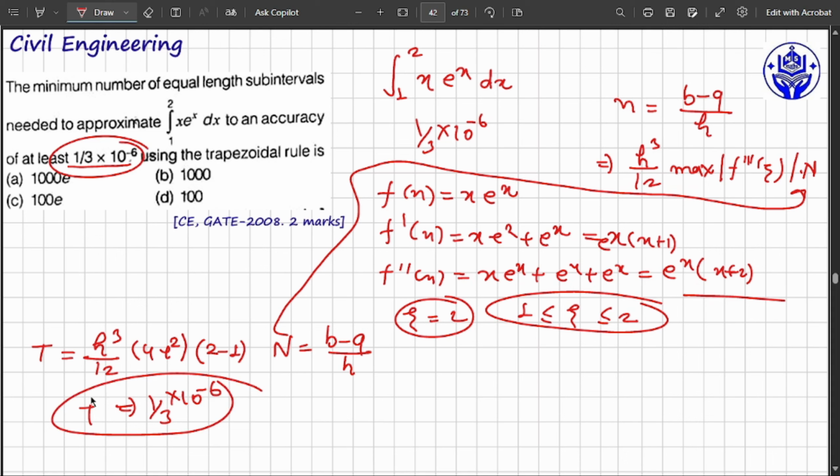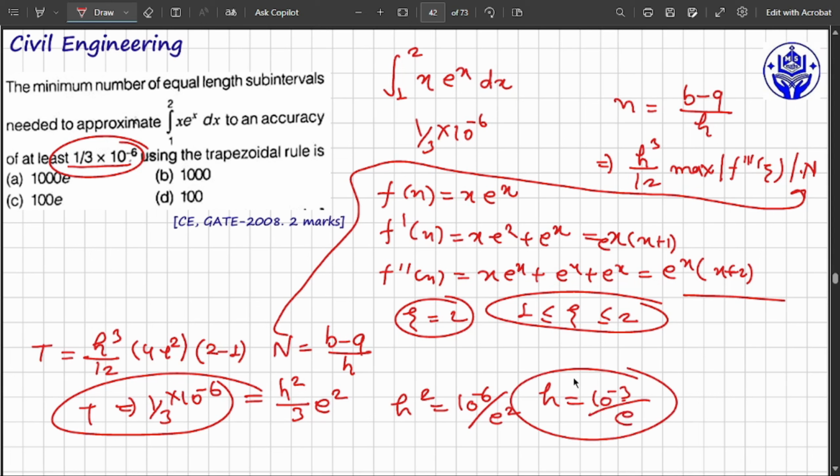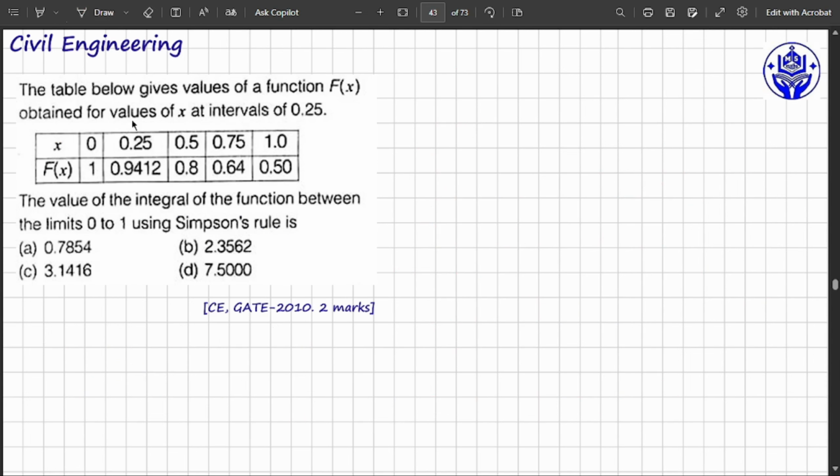Now I will put this error like this. I will compare it as h square by 3e square. Now what is my h square? It is 10 to the power minus 6 e square. Then h is 10 to the power minus 3 by e. If I put this h here, then I will get n is equal to 1000 into e. So A is the correct answer in this case.